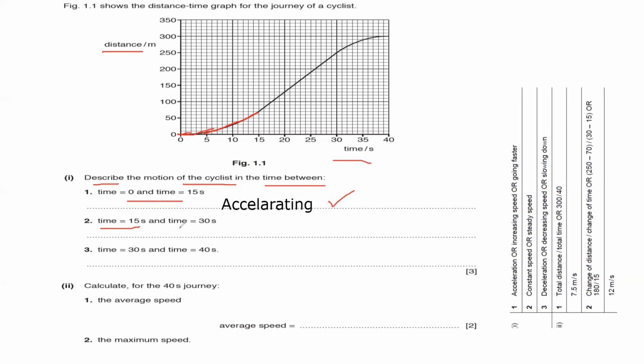Then when time is 15 seconds to 30 seconds, what is happening? It's a straight line on a distance-time graph. When it's a straight line on a distance-time graph, it shows that the speed is constant or not changing, or you can say it is a uniform speed.